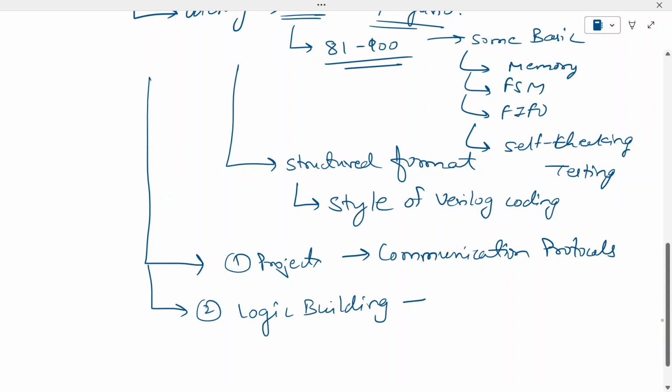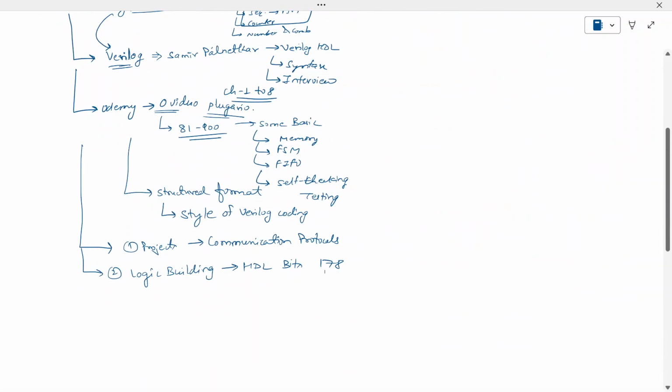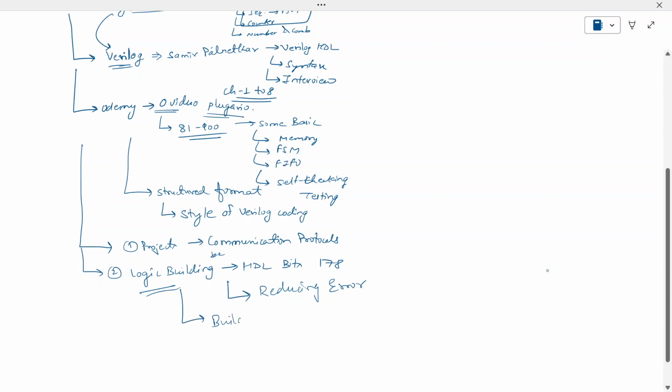you can obviously go for the HDLBits. It has around 178 questions, so it would be better if you can practice them all, or at least go through them once. So these practice sets are ultimately going to help you reduce the chances of error, and obviously logic building, and secondly it will build your muscle memory.